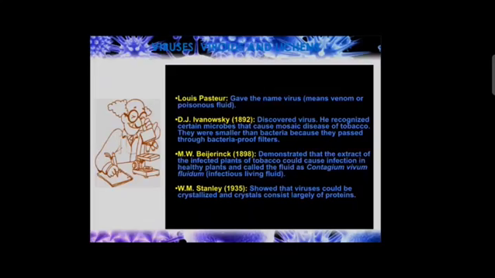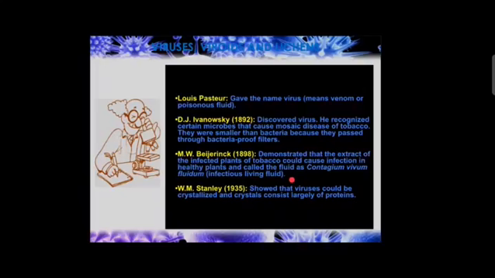Then the next scientist, that is M.W. Beijerinck. He demonstrated that the extract of the infected tobacco plants could cause infection in healthy plants, and called the fluid contagium vivum fluidum, that is infectious living fluid.